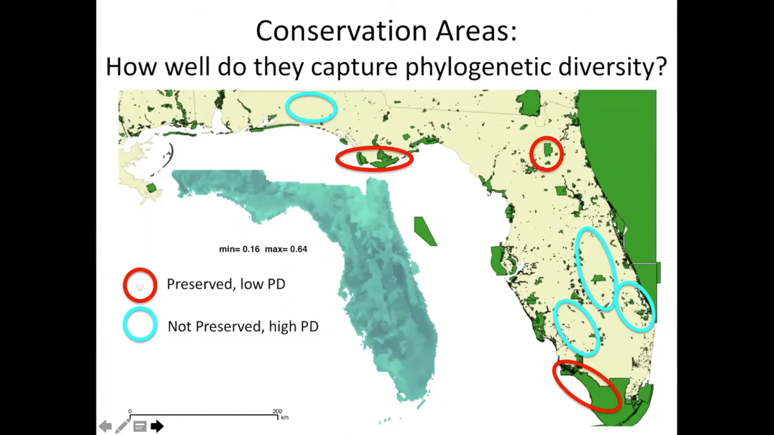They're not mutually exclusive. Of course, rare species are incredibly important, but areas that have high phylogenetic diversity, they're sort of the arc of botanical life. Let's protect some of those as well.